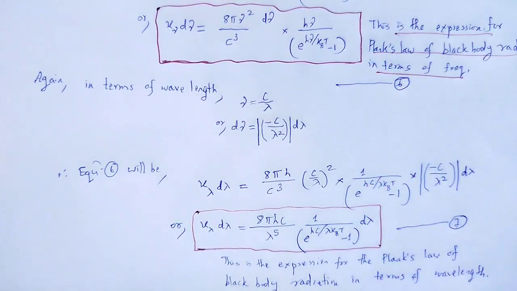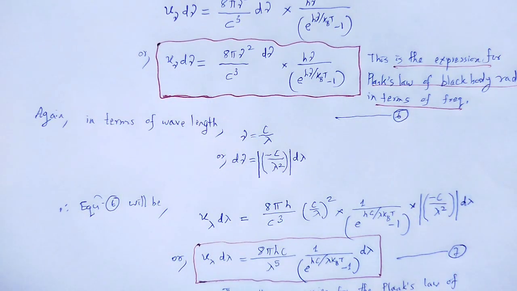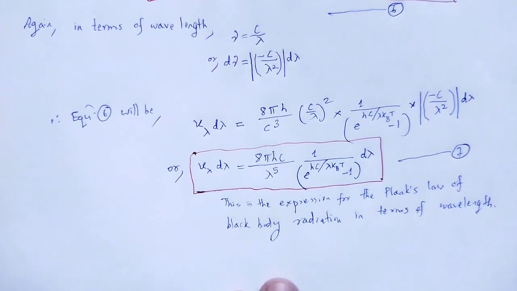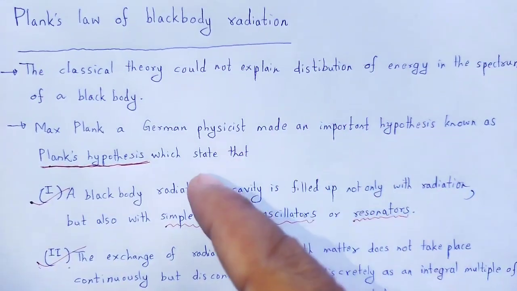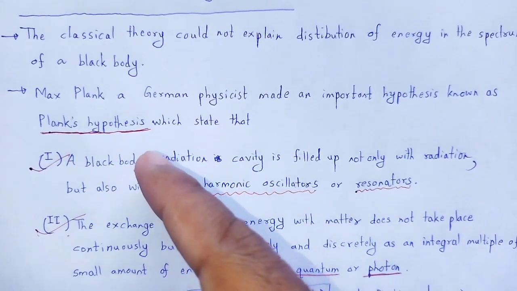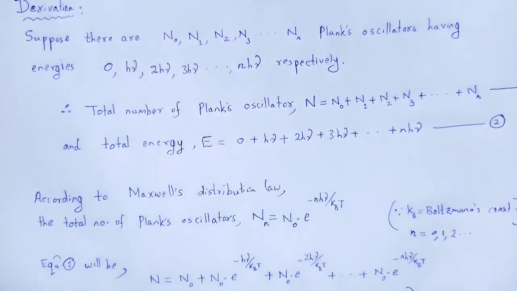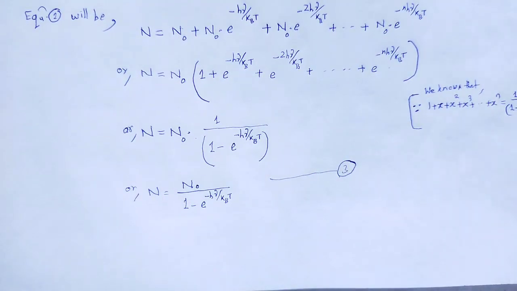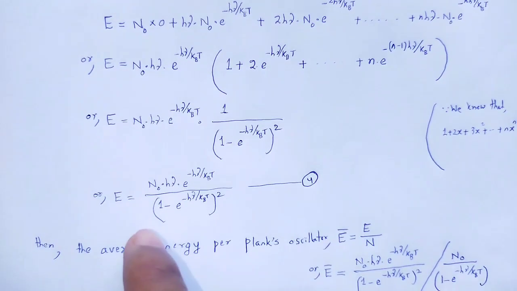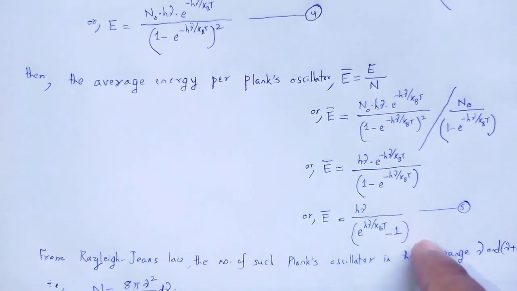And that theoretical result for the energy density of the blackbody radiation spectrum is exactly equal to the experimental data. So, with the help of this video lecture we understood the concept of Planck's law of blackbody radiation, the hypotheses proposed by Max Planck. By using those two hypotheses we derived the total number of such Planck's oscillators, then the total energy possessed by these Planck's oscillators and the average energy for a Planck's oscillator.